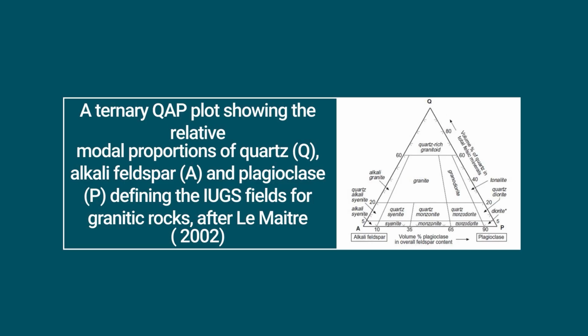The rock types here are classified by these boxes which have been made. This represents the entire composition of an alkali granite, quartz alkali syenite or an alkali syenite. Likewise, towards the plagioclase end member, we have diorite, quartz diorite and tonalite. These are variations of the granitic rocks which are available, and this is the classification based on Le Maitre for granitic rocks.